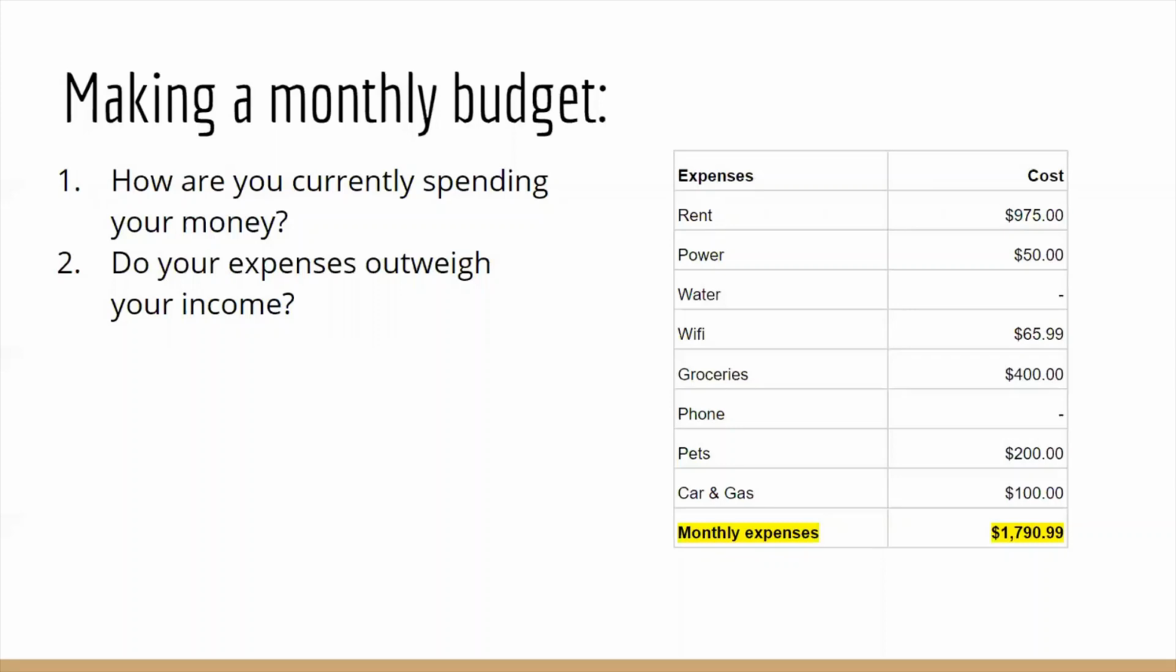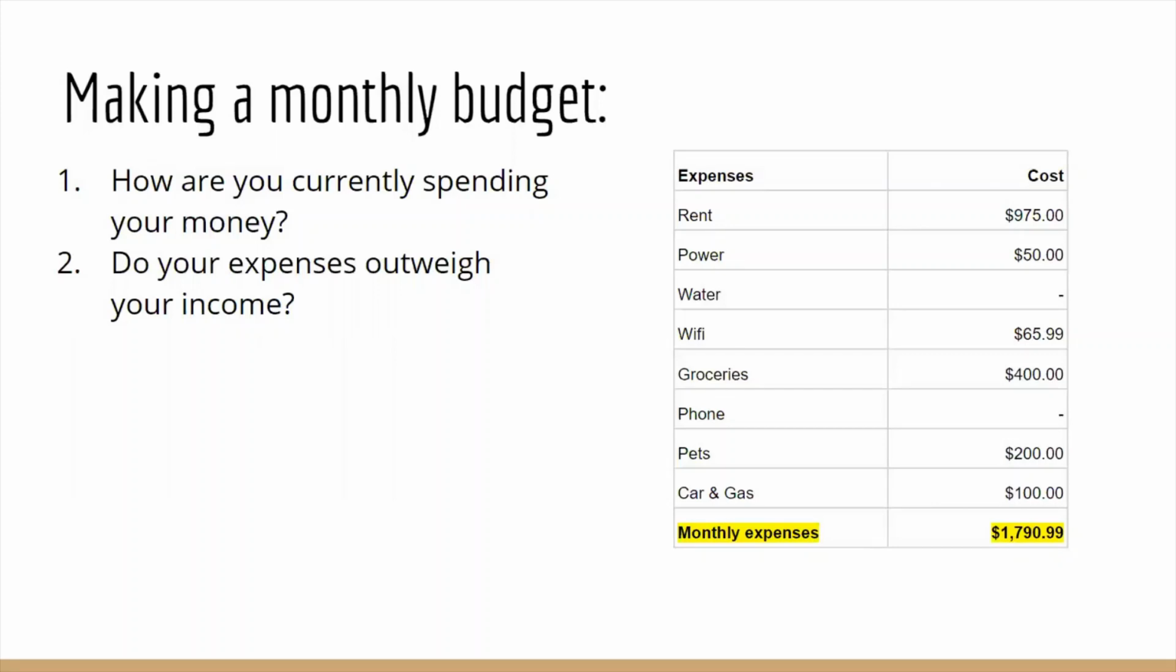On the right-hand side, this is a sample monthly budget for when I was living in my own apartment. And remember, everybody's monthly expenses are going to look different. So with my monthly bills, I had rent, we had to pay for electricity, water was included in our rent, but we did also need to provide our own Wi-Fi.